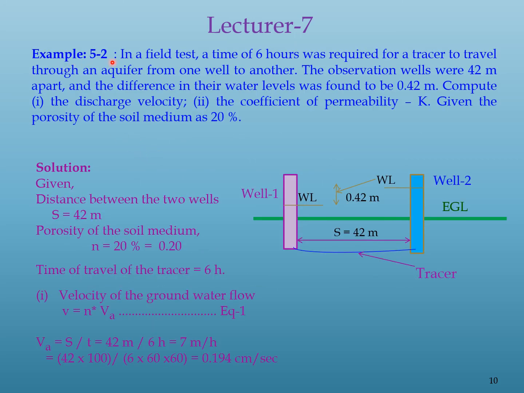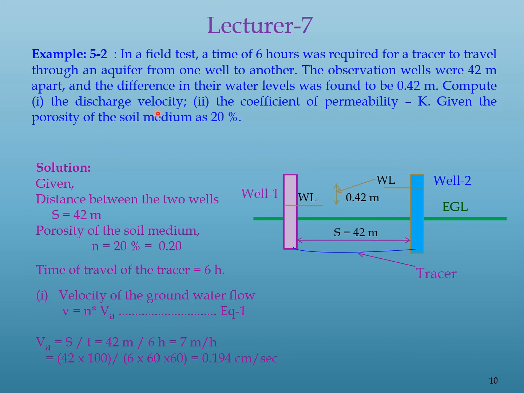Here is another example. Let's read the question. In a field test, a time of 6 hours was required for a tracer to travel through an aquifer from one well to another. That means the value of time t is 6 hours. The observation wells were 42 meter apart. That means the value of S is 42 meter. And the difference in the water levels was found to be 0.42 meters. That means the value of HL will be 0.42 meter, and this is the difference of water level between these two wells.